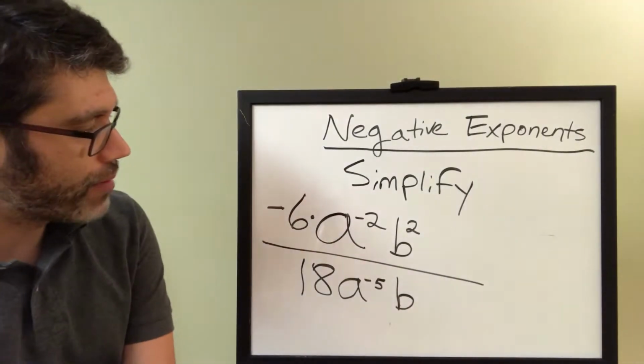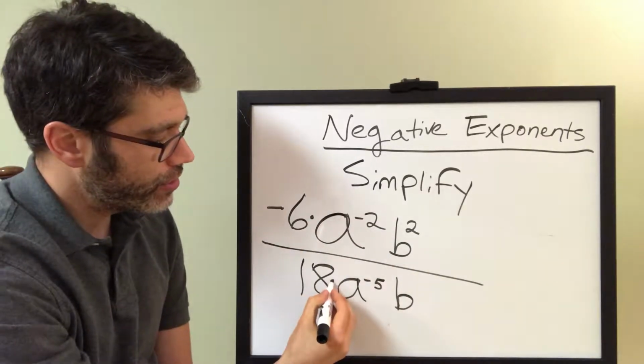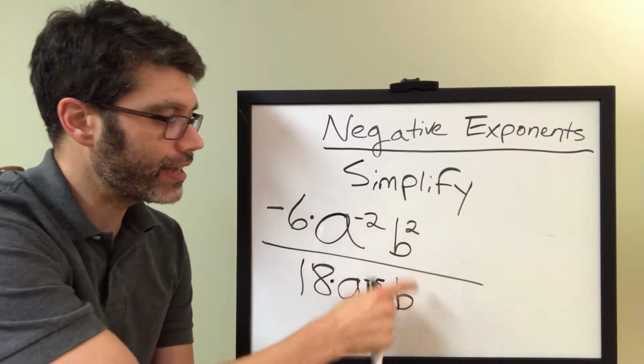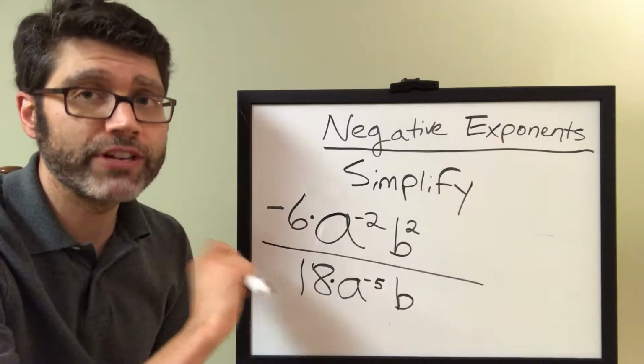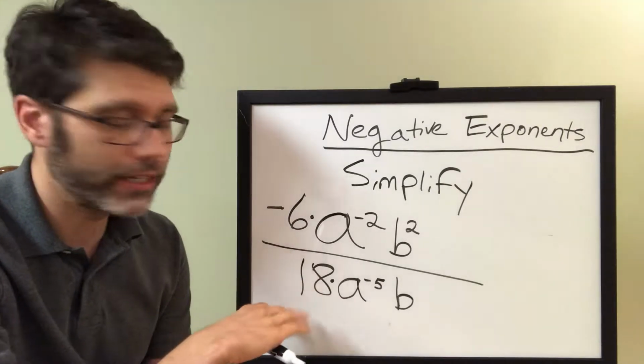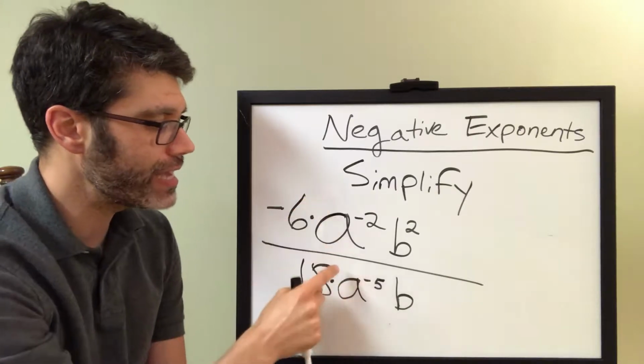All right, here we have another problem. Let's see what we've got here. The first thing that I would like you to recognize is that there are not just bases and exponents, but there's also coefficients. So what I like to do is always take care of the coefficients first. Coefficients are numbers that don't have any exponents to them.